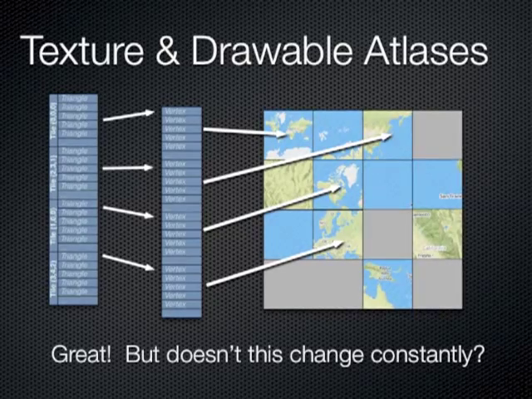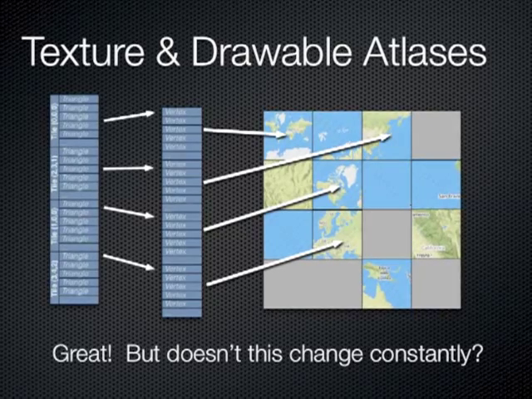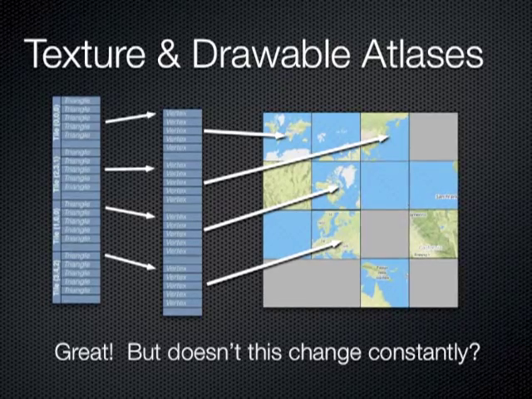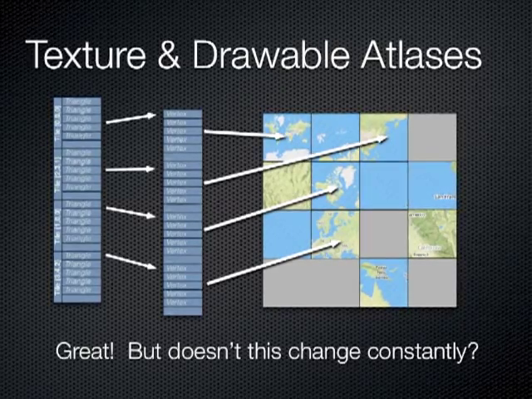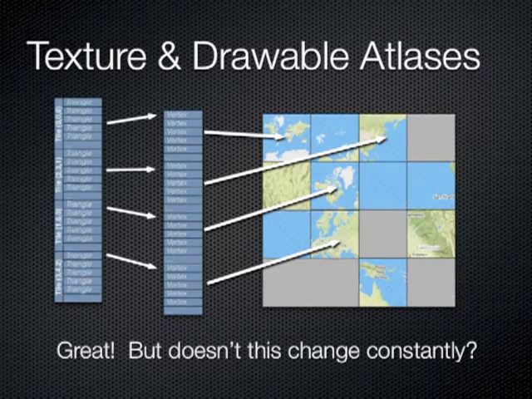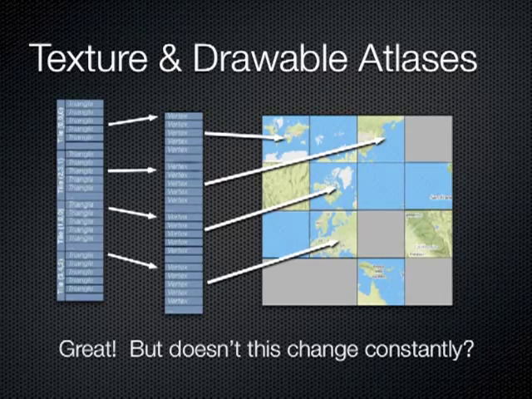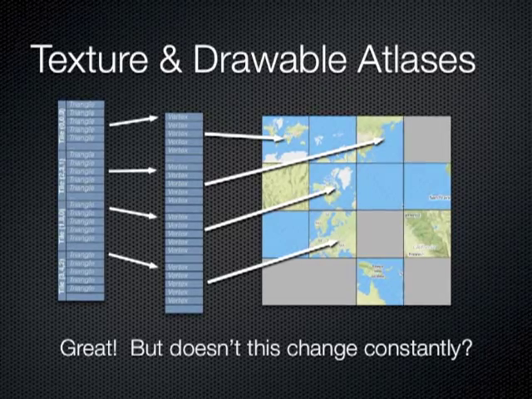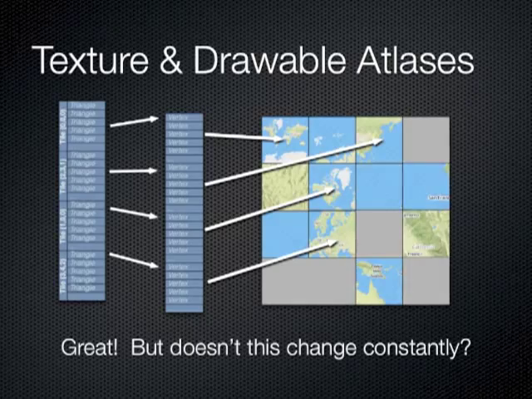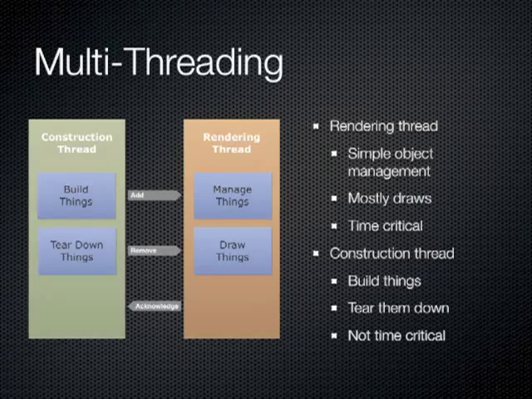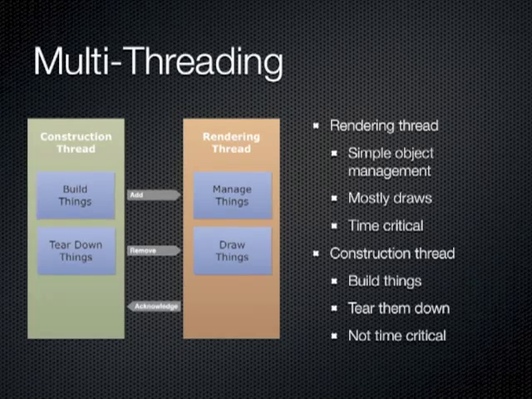You're just drawing a very small number of individual buffers, and OpenGL ES is very fast at that. So you say, okay, wonderful, that works. I see how you're doing that, but isn't this going to change as I move around? And sure enough, that's the case. As you scroll around a 2D map, or as you rotate that globe, it's going to change the contents of these buffers constantly. Now, if you were to do that on the main thread, that'll get really slow.